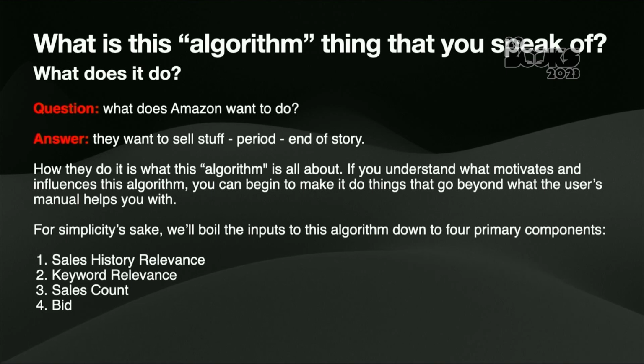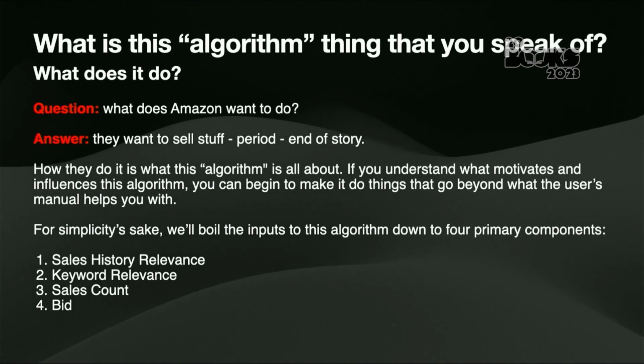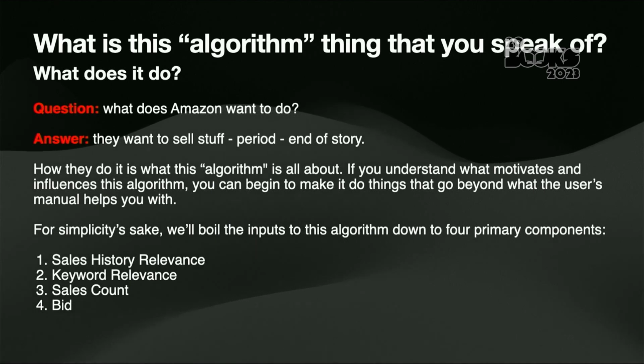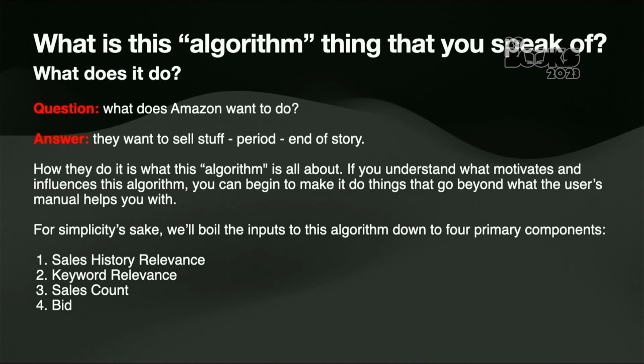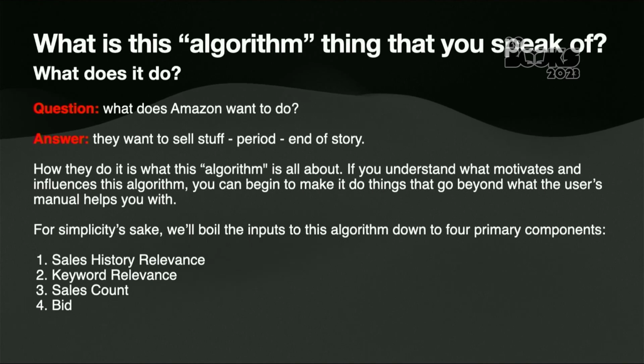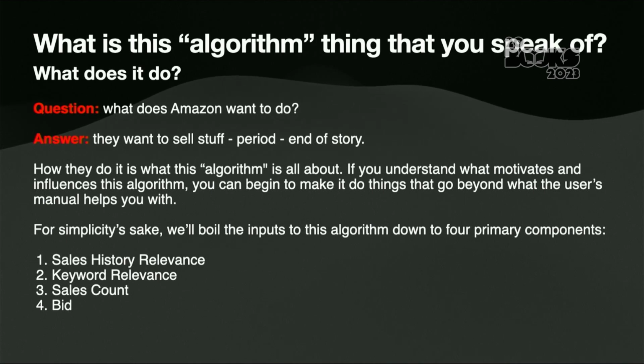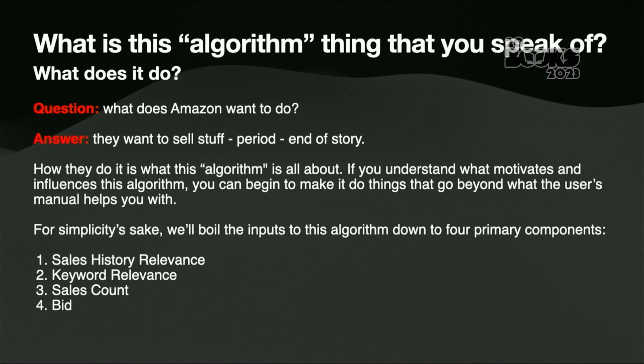Then keywords. There are various types of campaigns, and when you put a book up for sale, it'll ask you for some keywords that you, the author, think are relevant. Sales history also includes a sales count. Sales history is interesting, but it gets more and more interesting the more sales you have, because it gets more and more data. And then obviously a bid, how much you're willing to pay for a click, is relevant. So all of these things come into play.